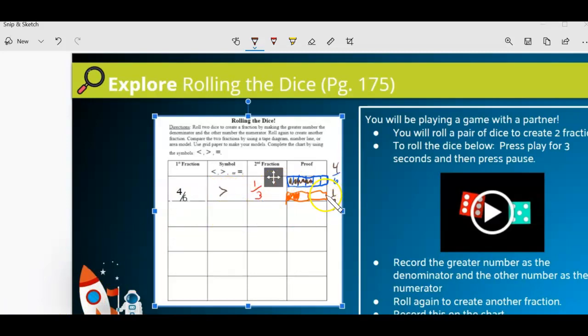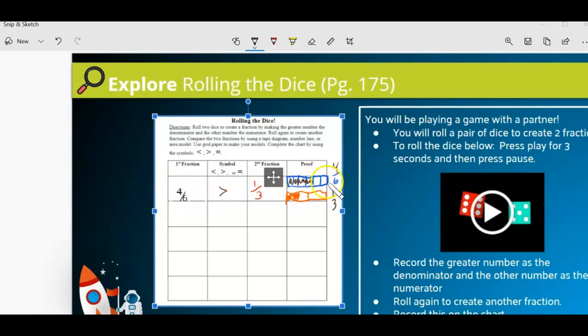Okay, so I've gone on and done my proof drawings over here. Now you can use whatever method that you want to be able to prove it. You can use a number line, an area model drawing, the tape diagram, any of those that we practiced to compare. So here I've got 4/6, which was the first fraction.